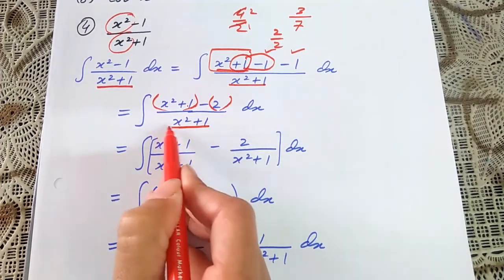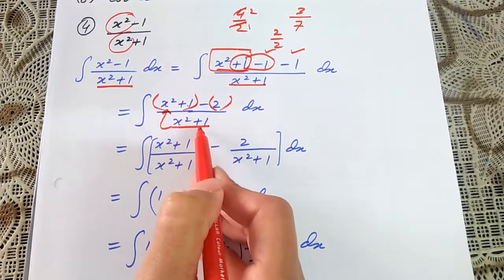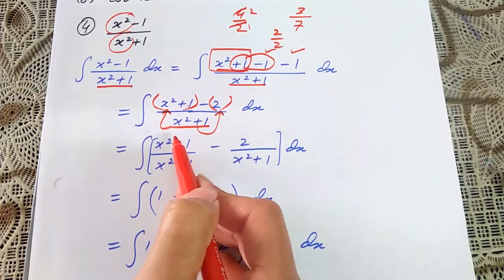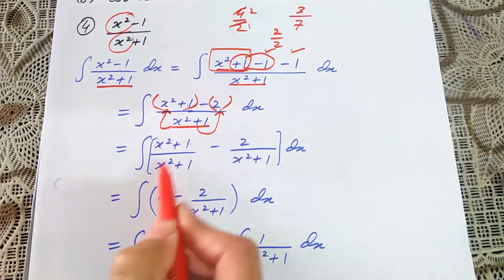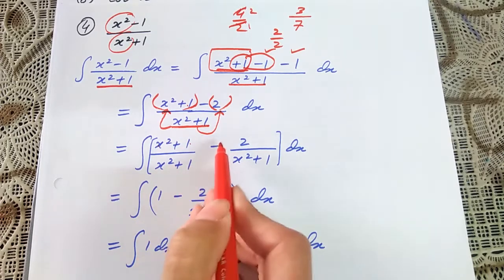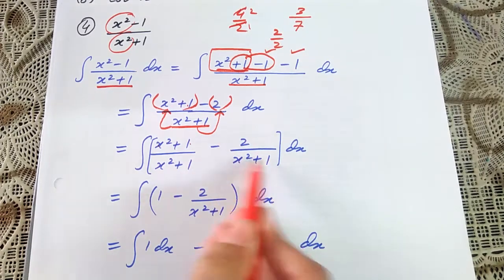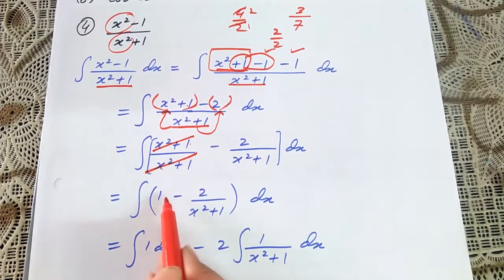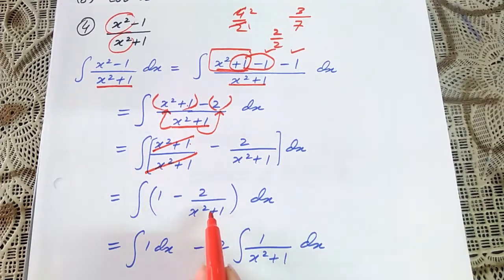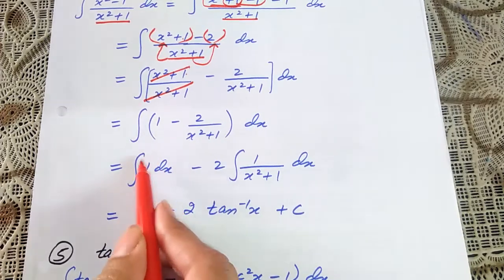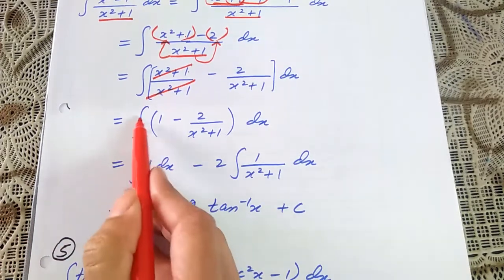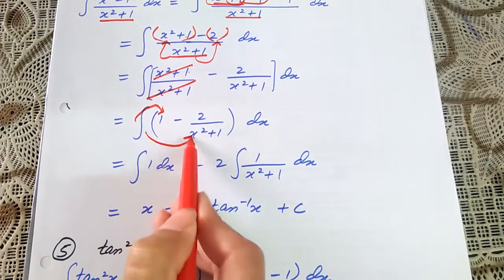Just divide this function x square plus 1 with x square plus 1. So we will get x square plus 1 over x square plus 1 minus 2 over x square plus 1. This whole will be cancelled and we'll get 1 minus 2 over x square plus 1. Now we can easily split the integral. The integral will go to 1 and also to this function.